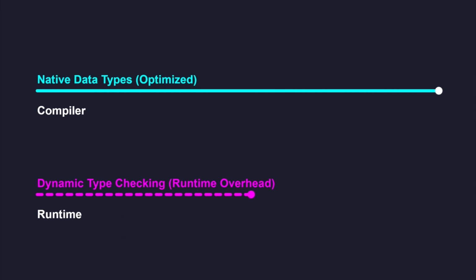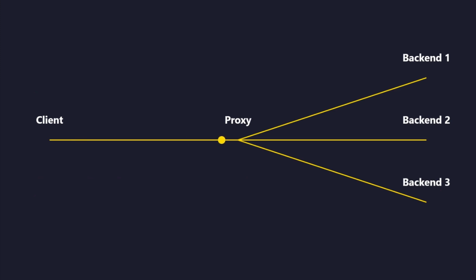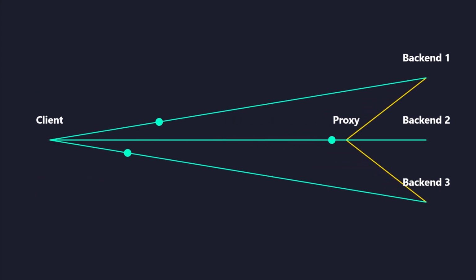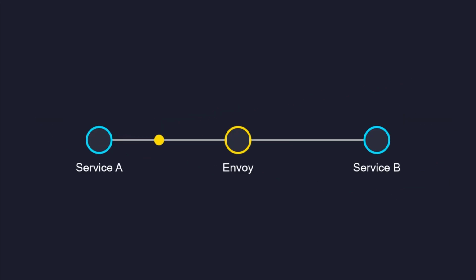Generated code for binary protocols uses native data types, which allows the compiler to optimize the machine code for maximum speed, unlike dynamic type checking in many web frameworks. Implementing client-side load balancing allows the system to distribute traffic across backends without a centralized proxy, removing a potential throughput bottleneck and reducing network hop latency.